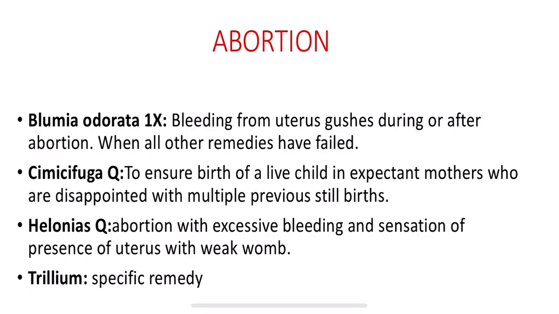The most important homeopathic remedies which are commonly used in abortion cases is Blumia odorata. Blumia odorata 1x is prescribed when there is bleeding from the uterus, gushing during and also after the abortion, when all the remedies which you have given have failed.